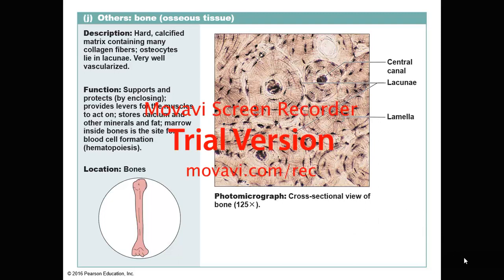Canaliculi, again, are microscopic canals, you can't see them, but they connect the lacunae to each other, and they provide the nutrients to the osteocytes in the lacunae. Very well vascularized. So again, this central canal has blood vessels and nerves, very well vascularized.